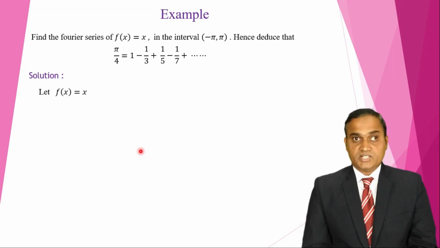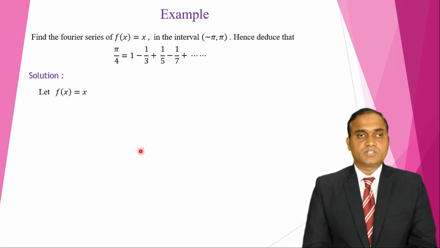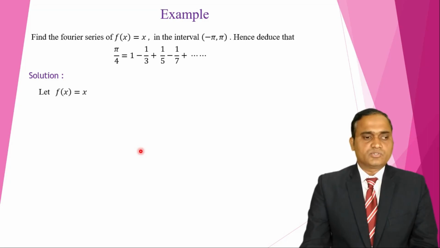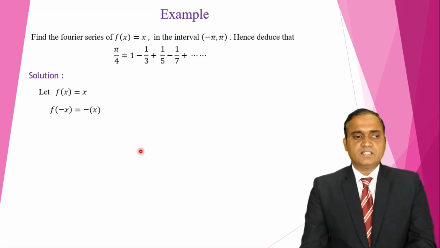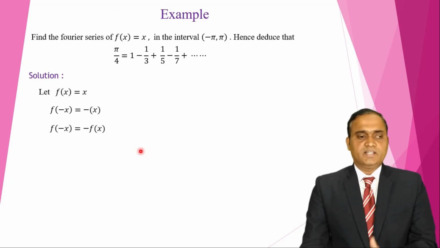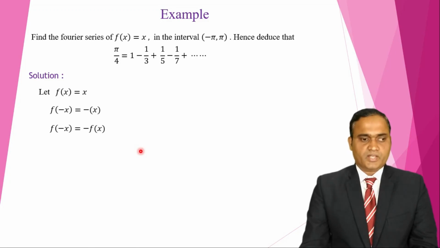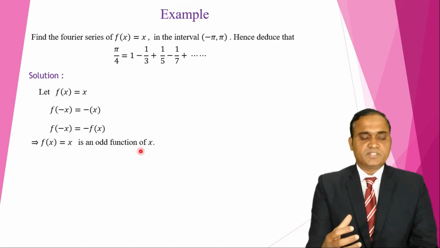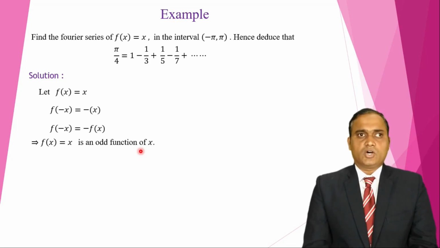So first we have to check whether it is an even function, an odd function, or neither even nor odd. So I just replace x by minus x in that function. So f of minus x is minus x. So x is f of x. So I write f of minus x is minus f of x. So it satisfies the odd function definition. That means f of x equal to x is an odd function.